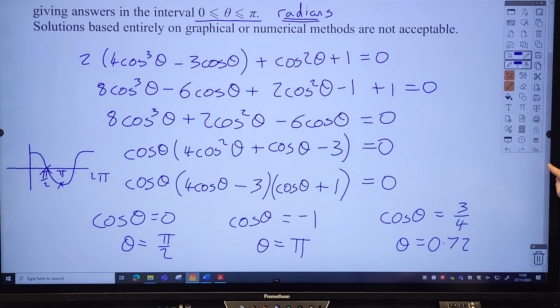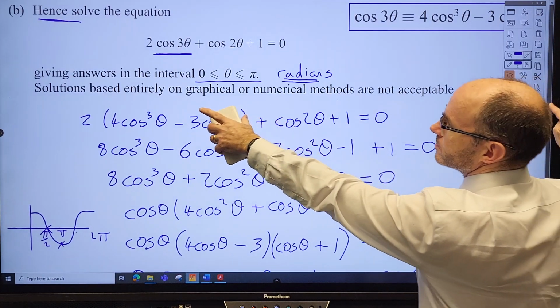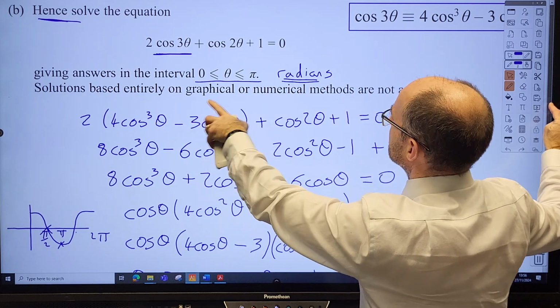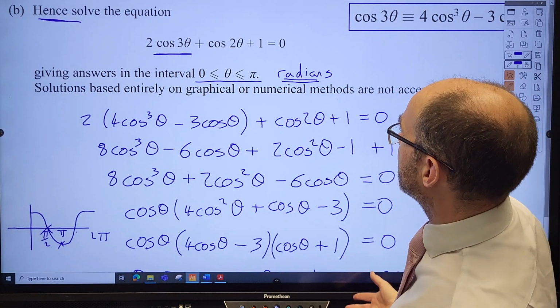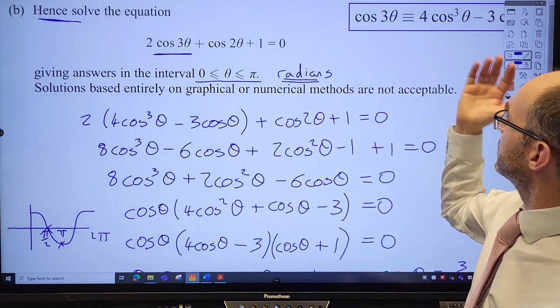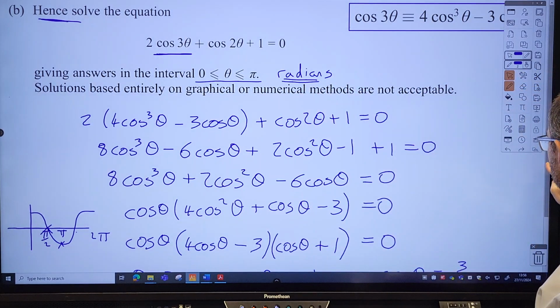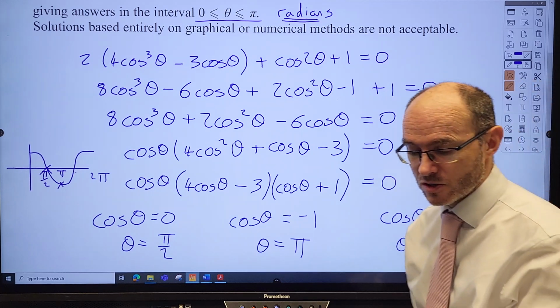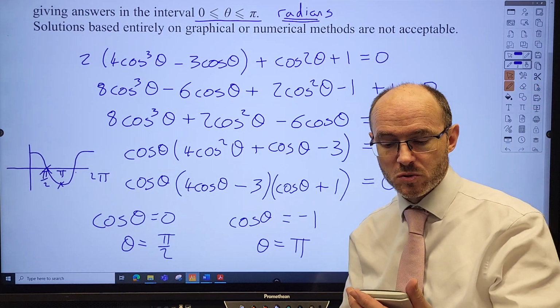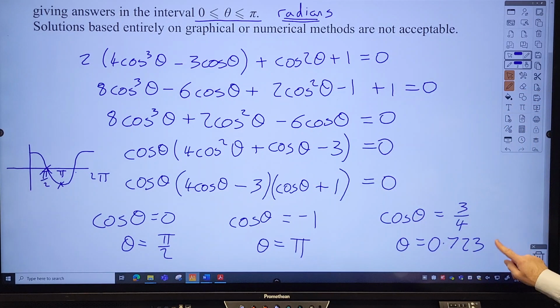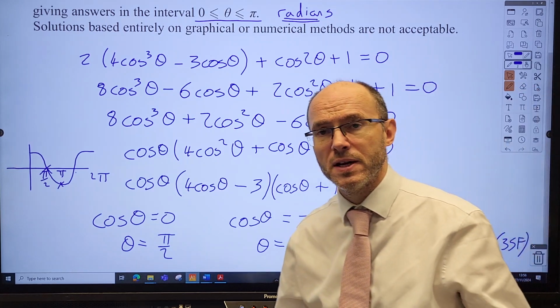0.72. Let's just check. Give your answers in the interval. It doesn't say how to round it, does it? Unless I've missed it somewhere. No, it doesn't say how to round it. So I normally go for 3 significant figures. 0.72273, etc. But I'm going to go for 3 significant figures, so 0.723. There we go, 3 SF.